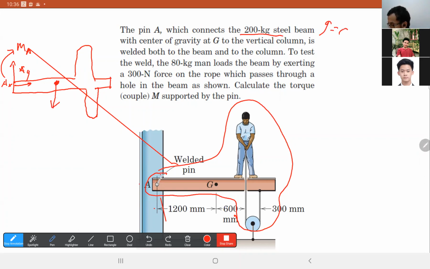Normally you're supposed to use G equal to 9.81 meters per second squared, but for this one, in order to make it fast, I use that. Then, beside that, we have another weight, right? The weight of the man. The weight of the man is 80 kilograms times 10, so 800 here.